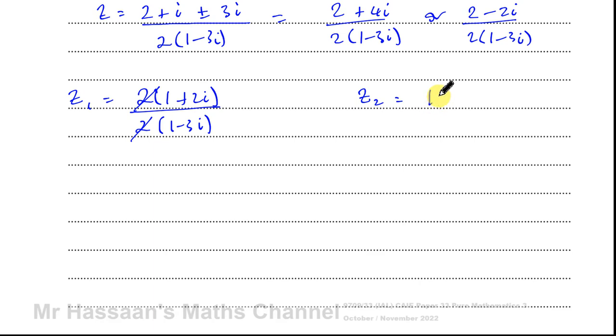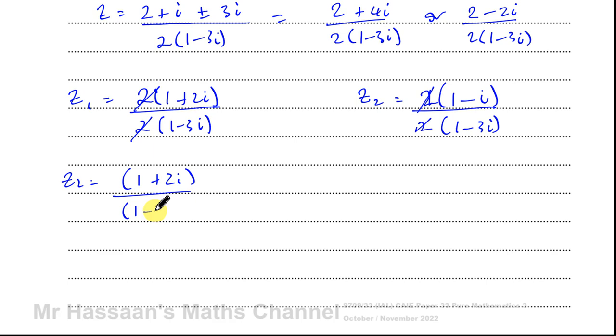And the same thing for the second solution. We have 2 as common. So we have 2 times 1 minus i over 2 times 1 minus 3i. These 2's will cancel. Okay, and now what we're left to do is to make the denominators real. When we make the denominators real, we'll end up with something in the form required. So I'm going to multiply by 1 plus 3i, because that's the conjugate of this. That will get rid of the imaginary number part.